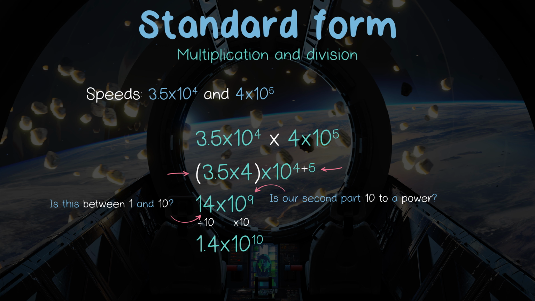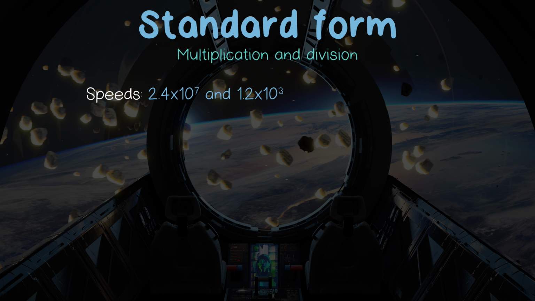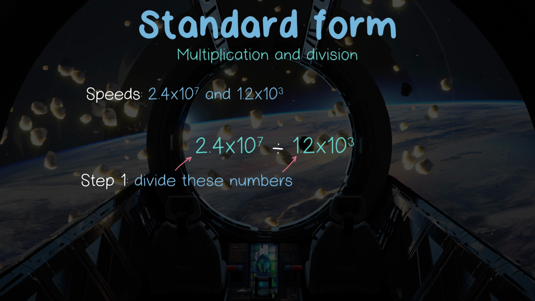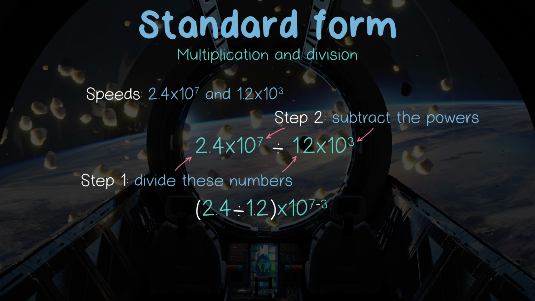Before we move on to our next example, division is just as simple as multiplication. Instead of multiplying our first numbers together, we divide them. And instead of adding our powers together, we subtract one from the other. So 2.4 times 10 to the 7 divided by 1.2 times 10 to the 3. We divide our first numbers, 2.4 divided by 1.2 is 2, and then we subtract our powers.